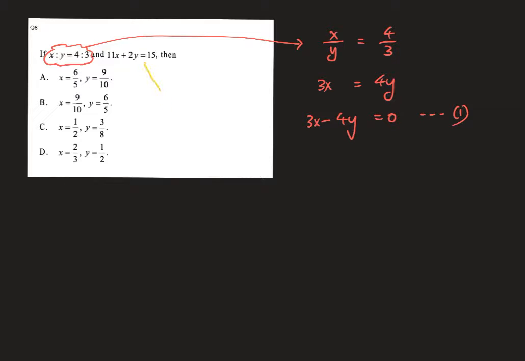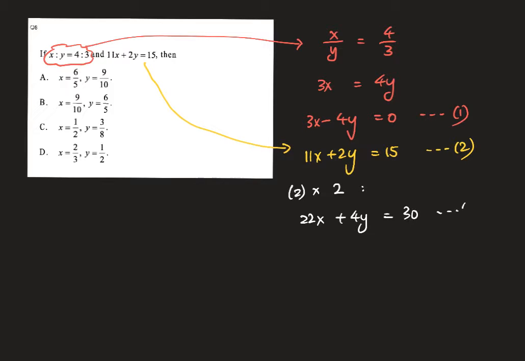And the second equation is this one: 11x plus 2y equals 15. This time, I will use the method of elimination to solve the simultaneous equations. First, I multiply the second equation by 2, which will become... now the coefficients of y in equation 1 and equation 3, one is minus 4 and another one is 4. We can add these two equations together to solve the value of x.